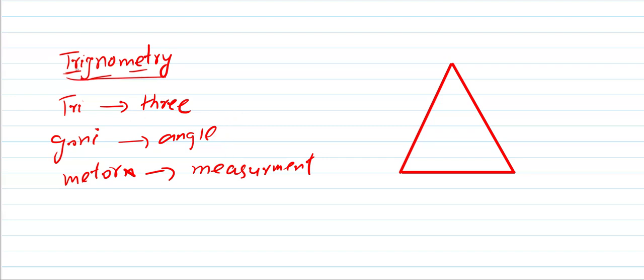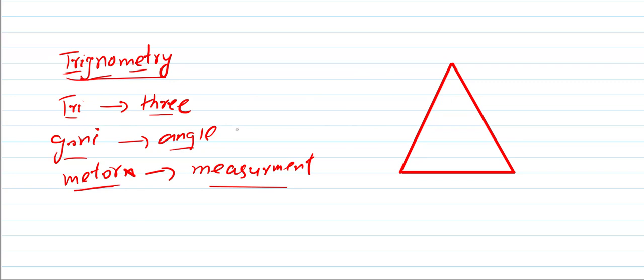We are going to start trigonometry. Trigonometry comes from three Greek words: tri, goni, and metron. Tri stands for three, goni for angles, and metron for measurement. It means we actually deal with the shape that has three angles. And which shape has three angles? That is the triangle. Okay?